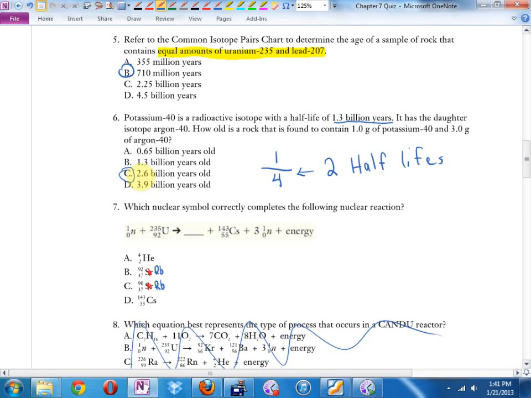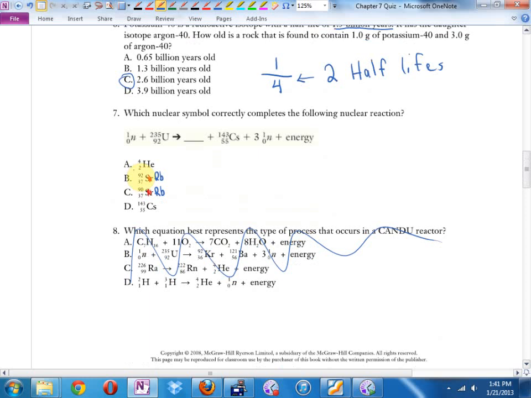There's going to be a few half-life questions on your written section. In fact, in a little bit, I'm going to give you another take-home quiz, and that's going to have some practice half-life questions. They're tricky. They are tricky.